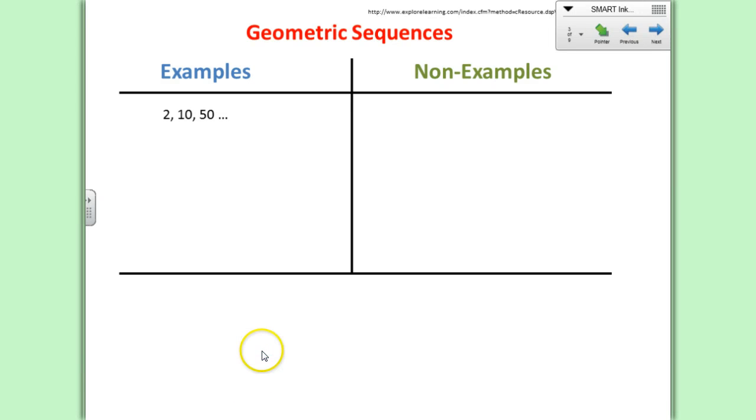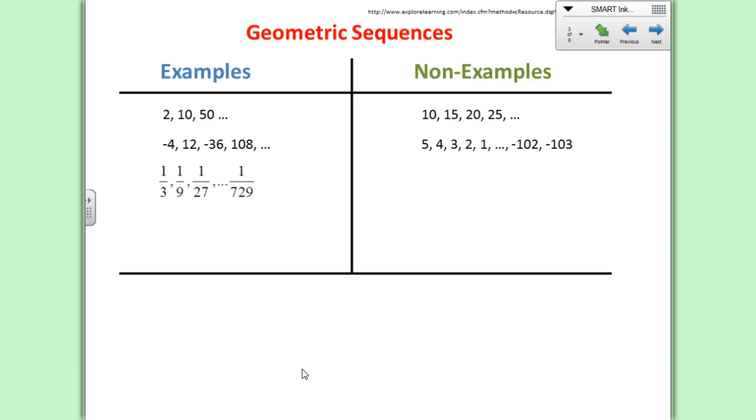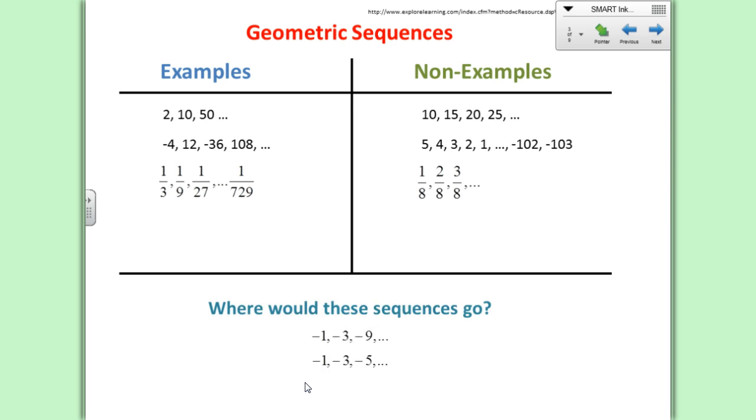So one example would be 2, 10, 50. This is an example of a geometric sequence. What is not is 10, 15, 20, 25. It might seem familiar, but that's arithmetic. -4, 12, -36, that is geometric, whereas this one is not. This fractional one is a geometric one, but this is not. Where would these sequences go? So now that we've seen some examples, where would each of these go? Ponder that and come back and see. Well, -1, -3, -9 goes here, but this one goes here.